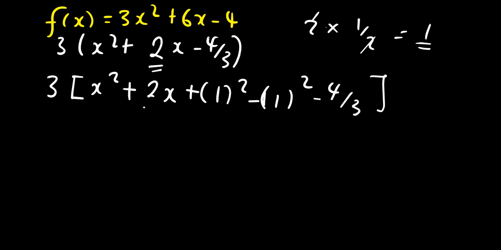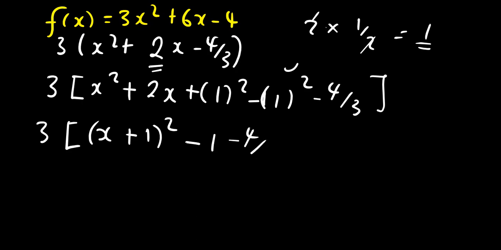Then you ignore this one and you get the ones with the squares, you put them together in the same bracket. So you have 3 times x plus 1, we're saying these ones should be squared. We've ignored the 2, so you have minus 1 squared, which in this case is just 1, minus 4 over 3. Okay, so now what do we have? We have that.